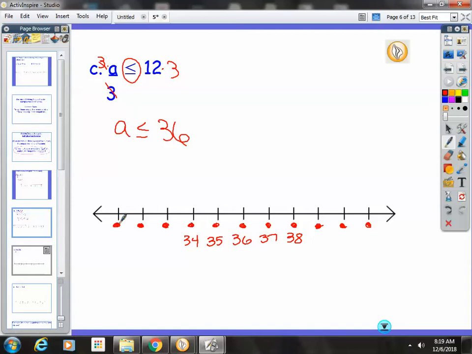Will we use an open or a closed circle at 36? Closed circle. In what direction is that graph going to go?